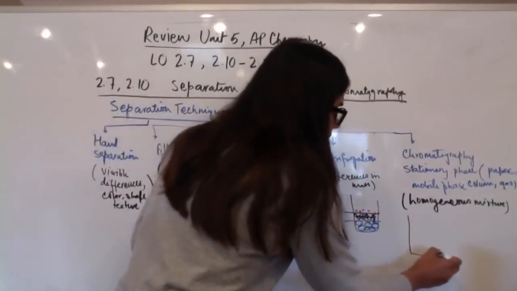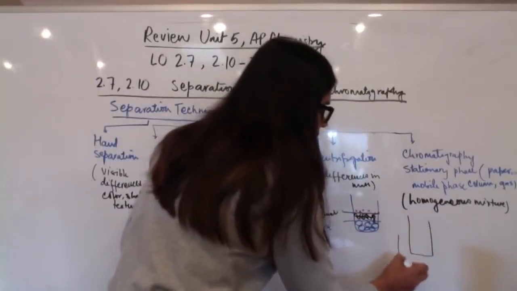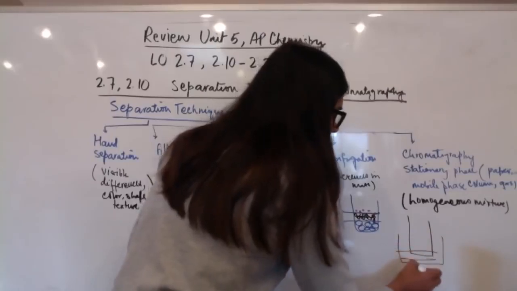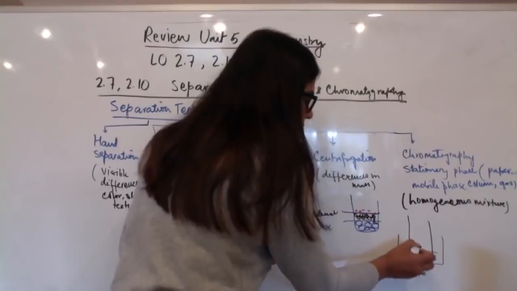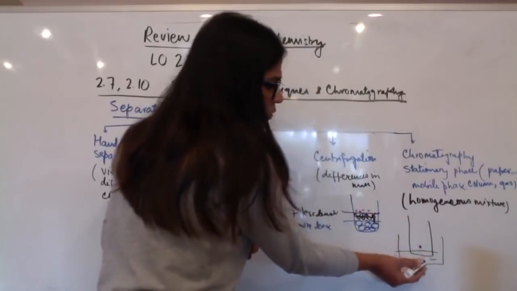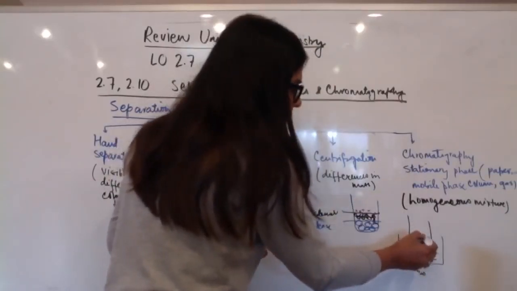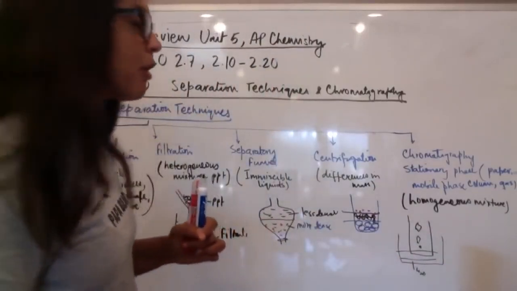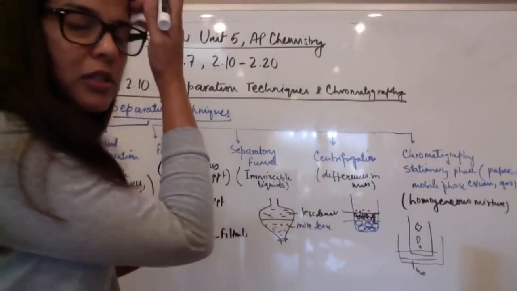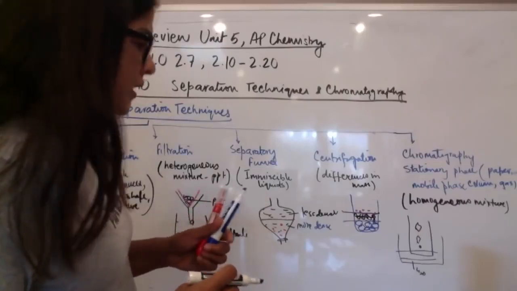And we did a formative assessment on it where we had some water and we had a strip and we put our mixture there, making sure the spot is above the water so the water travels up. And as the water travels up, different components separate based upon their liking for the stationary or mobile phase.